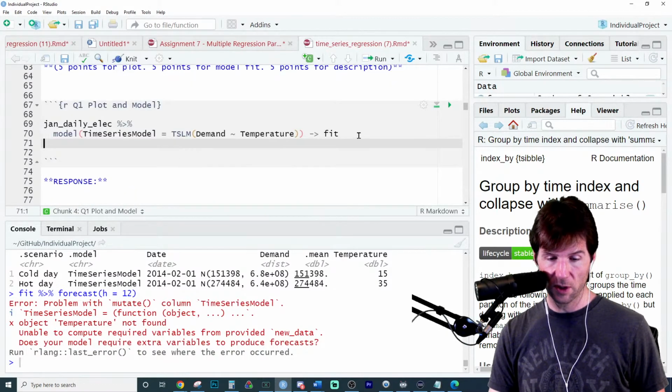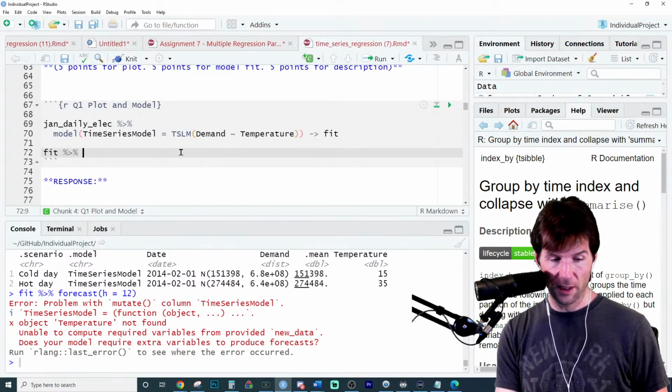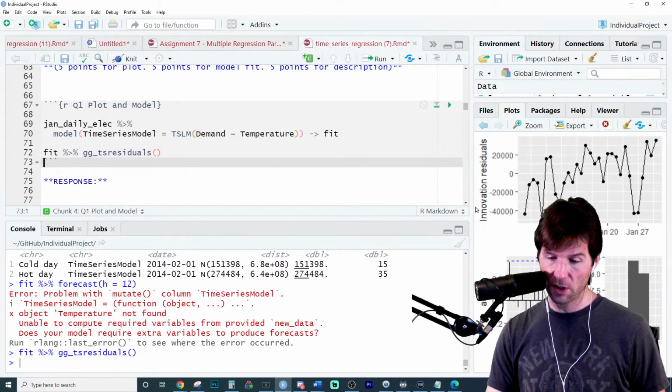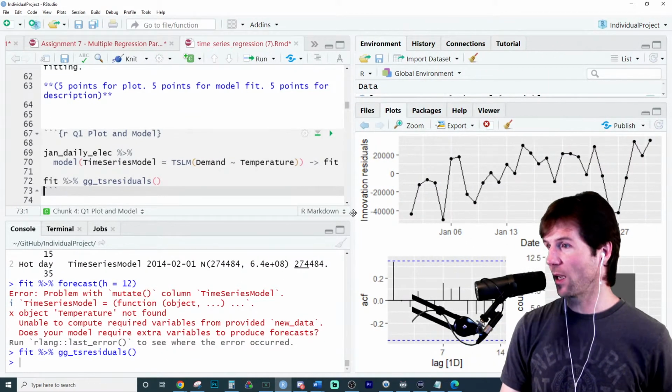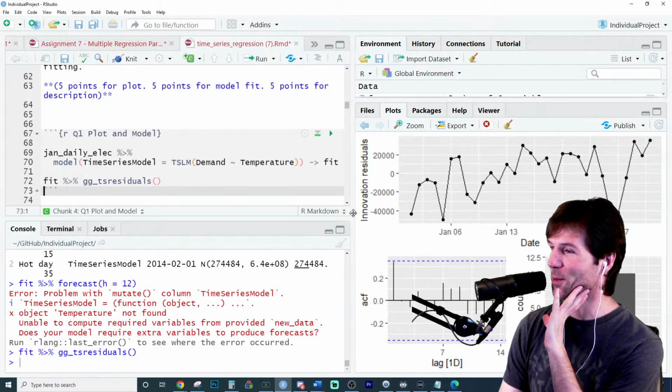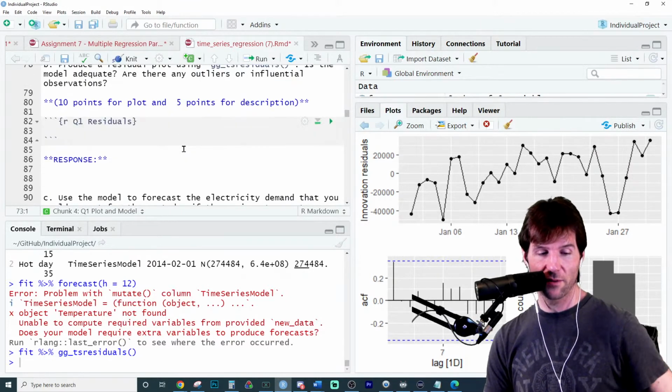We could look at the residuals of it. So fit, gg time series residuals. And here's the residuals of it. I won't make too many comments on it, but for the residuals, check out early office hours. I talked about the residuals there. But there's the residuals of it.